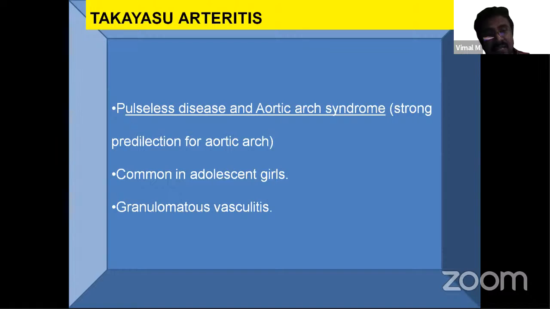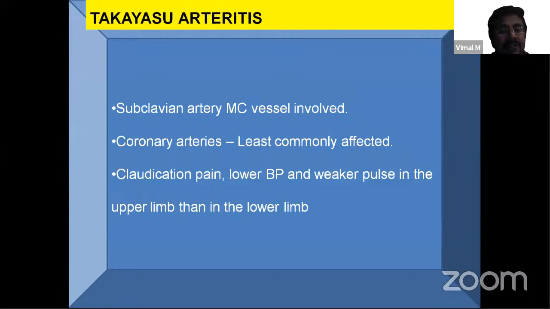You can see granulomatous vasculitis. I told you this large vessel vasculitis will have granuloma as a feature. In Takayasu arteritis, the subclavian artery is the most common vessel involved, because it is the major source of supply for the upper limbs and the head and neck. And the coronary arteries are the least commonly affected.